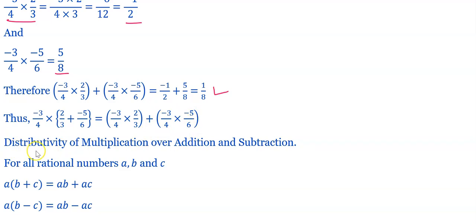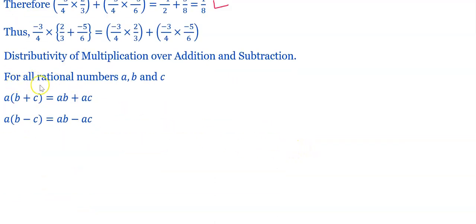Therefore, distributivity of the multiplication over addition and subtraction. Okay, now see this here: for all rational numbers a, b and c, a(b + c) equals ab + ac, and a(b - c) equals ab - ac. Therefore we will say that the distributivity of multiplication over addition and subtraction holds.